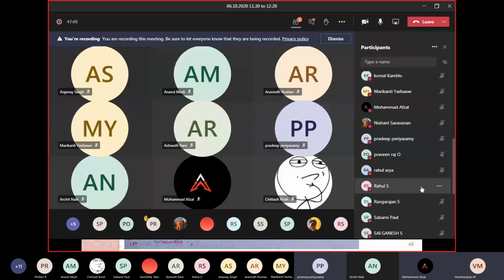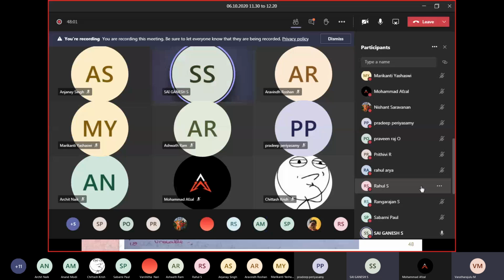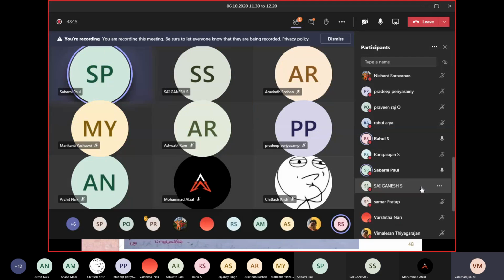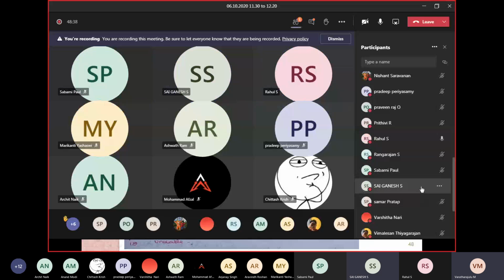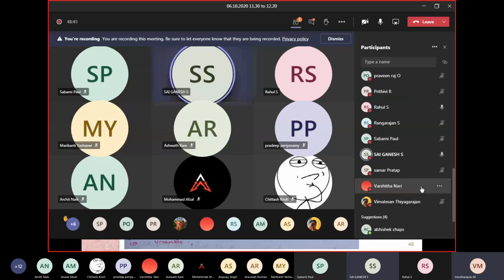Praveen Raj. Sir, his mic is also not working. Okay, we'll put attendance. Prithvi, mic is also not working. Okay, Rahul 89 is present. Rahul Arya, sir, his mic is also not working, so we respond in chats. Rahul Arya, why have you given two different IDs in Google Classroom? Post that in the chat box. Rangarajan, present, sir.